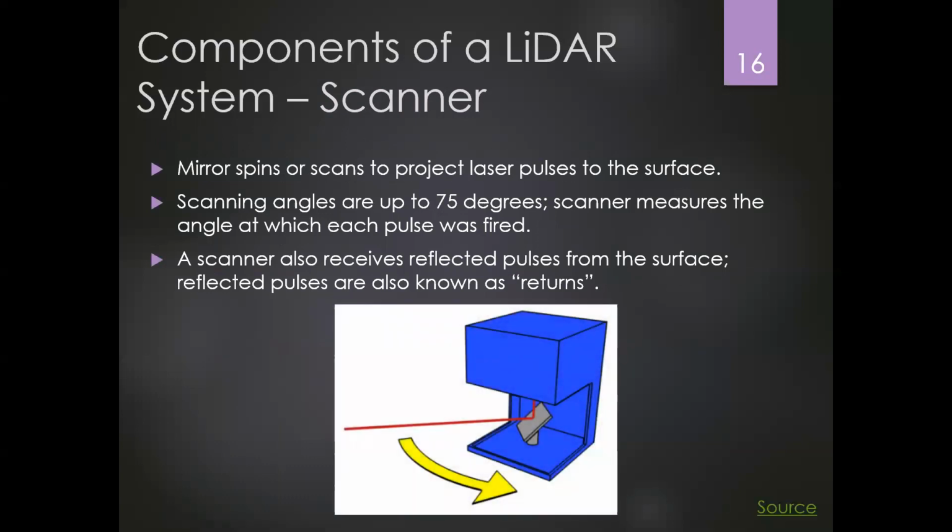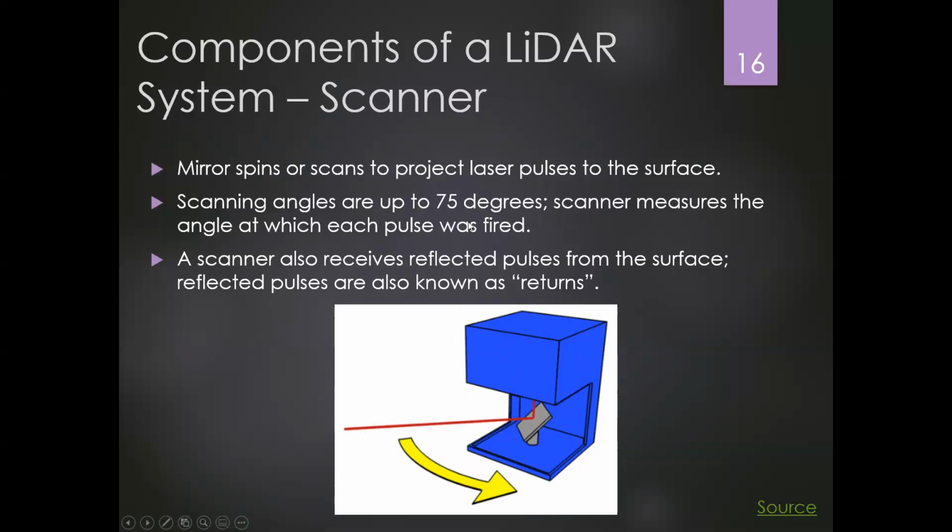This is a scanner. It's a part of LiDAR system. There is a mirror here. It spins to project laser pulses to the surface. So here at the top of this scanner, this is the laser generator or signal generator. The signal will be shot to this mirror, and this mirror will control the direction that the signal will be shot to the ground. This mirror here will spin to control the direction of the signal of the laser beam, right?